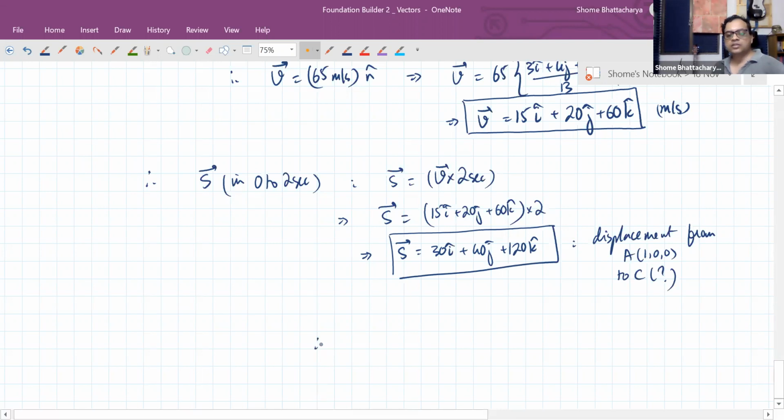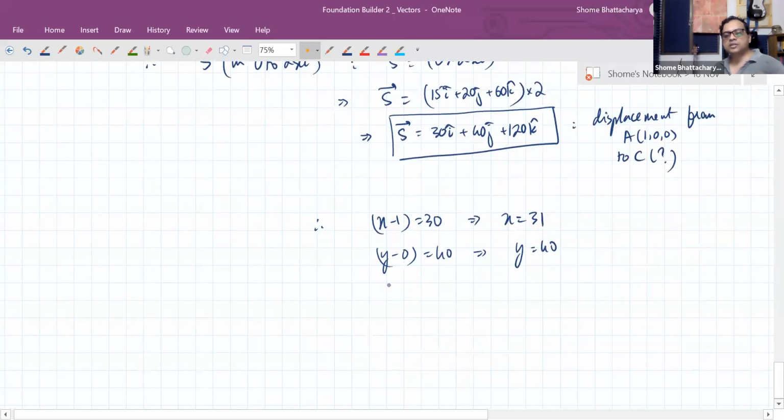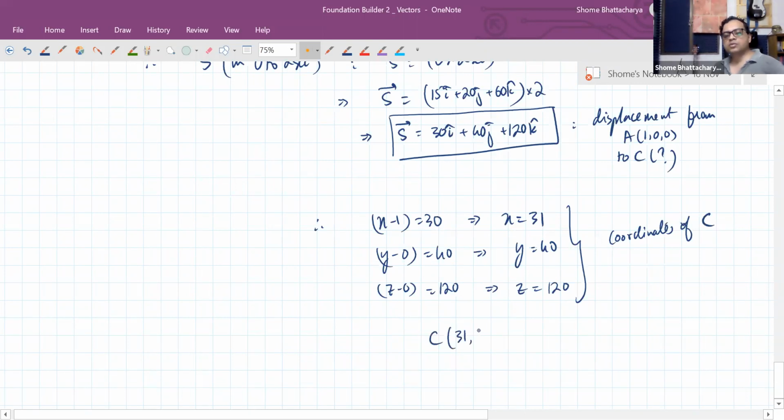Okay. So therefore you can see that x minus 1 is 30. So the x coordinate of C is 31. Okay. y minus 0 is 40. So the y coordinate of this one is 40. And similarly, z minus 0 is 120. So the z coordinate is 120. So these are the coordinates of the point C. So C becomes the point (31, 40, 120). That is the final answer.